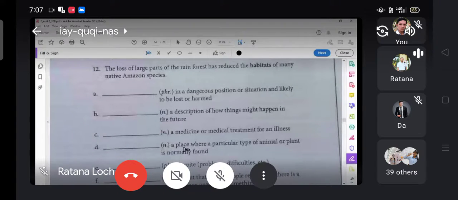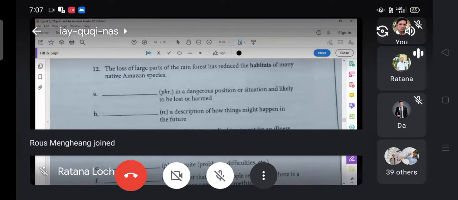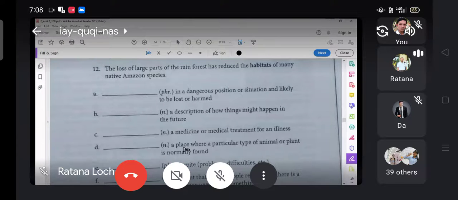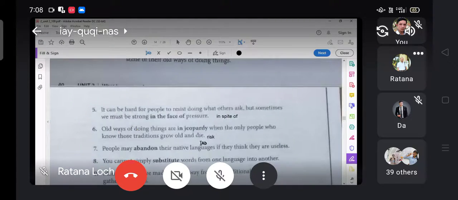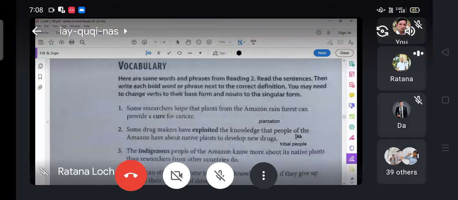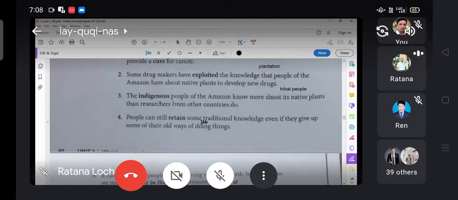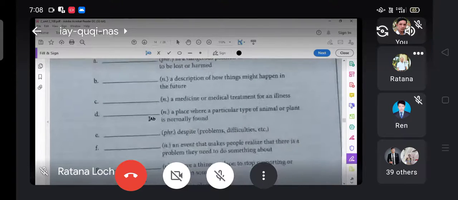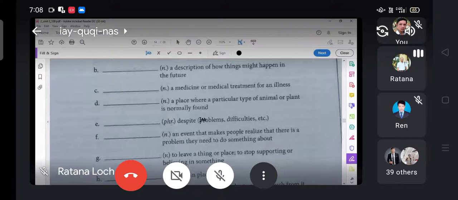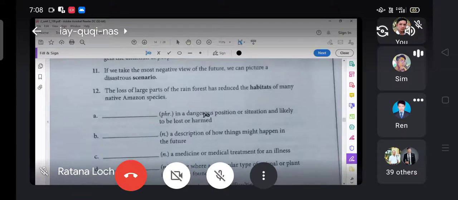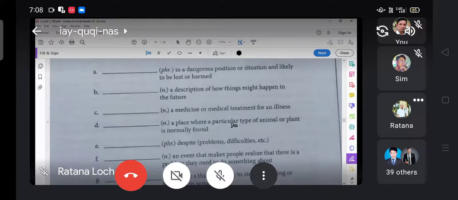C, what is C? A medicine or a medical treatment for an illness. You know the word here, right? Cure. Yes, correct. Cure. And D, a place where a particular type of animal or plant is normally found. Habitat. Yes, correct. That's correct.